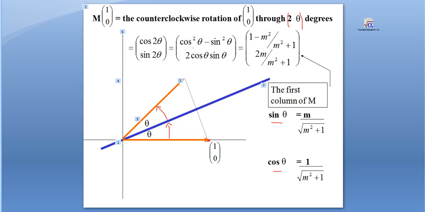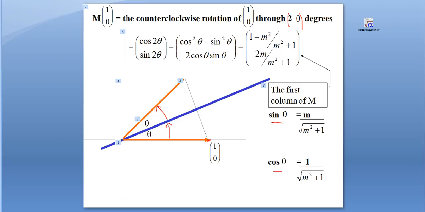So cosine squared, you just do the cosine squared here, that will be 1 squared divided by m squared plus 1, minus sine squared theta, right? And you get this: 1 minus m squared divided by m squared plus 1. And 2 cosine theta sine theta will be 2m divided by m squared plus 1.